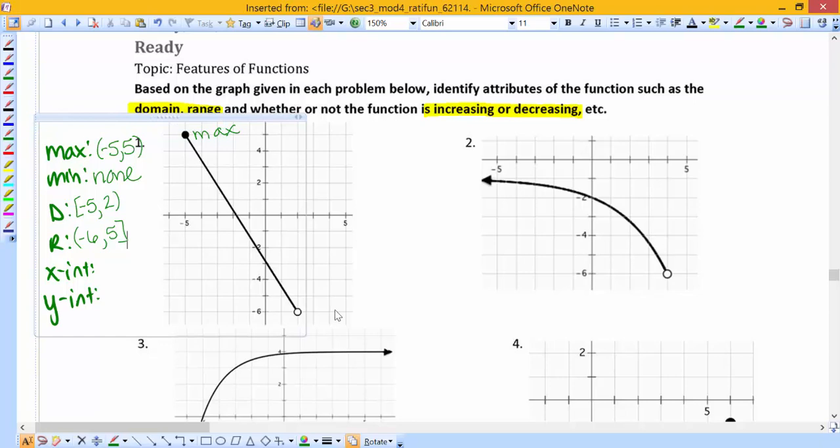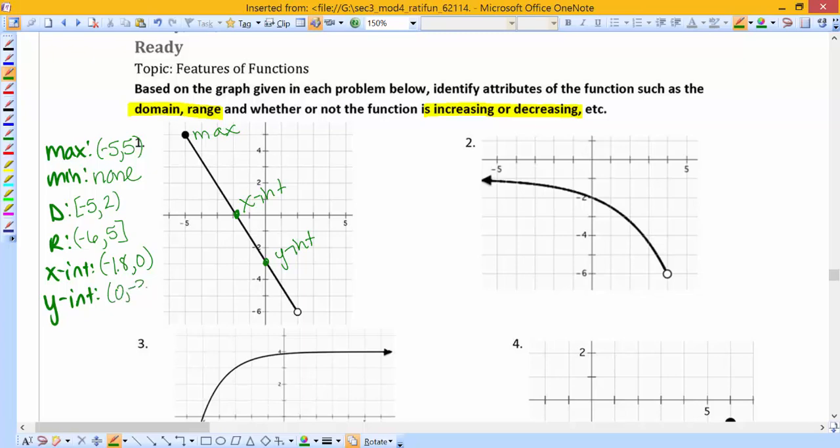X-intercept, it's really close to -2. Doesn't look like it's quite -2. It could be an error by the book where they thought maybe it was close enough. I'm going to say that this is about -1.8, and so there's our x-intercept. Here's our y-intercept, and I'm going to say that that is close enough to -3. And this function is decreasing.